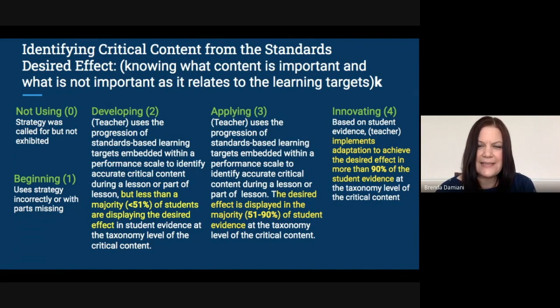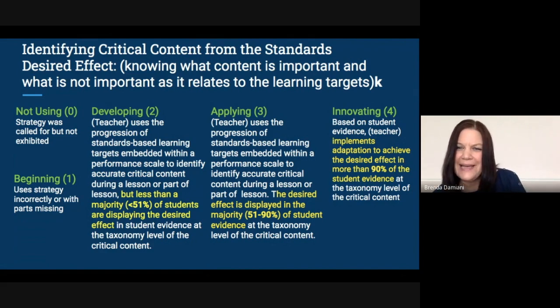And the desired effect is displayed in the majority, looking at that 51 to 90% of the student evidence at the taxonomy level of the critical content. We want to make sure students are learning right where we want them to be, where they are in that taxonomy of learning, that level of learning, and then it's in the majority of the students. Now, in developing, the teacher might be doing everything they should be, but it's just not working for the students. So a teacher, in order to go from developing to applying, would have to adjust those instructional strategies to hit the majority of our students.